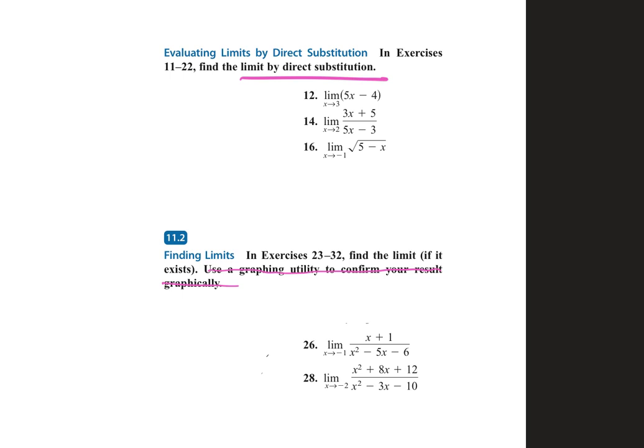So for these, we want to factor first. Factor first, and then cancel, and then plug in. So if you plug in from the beginning, you get 0 in the denominator and it's undefined, which means there's a hole. So you've got to be able to factor it, cancel them out, and then plug in.